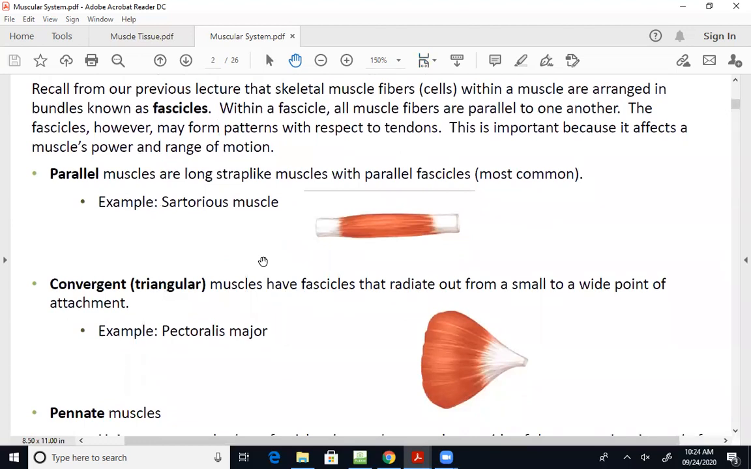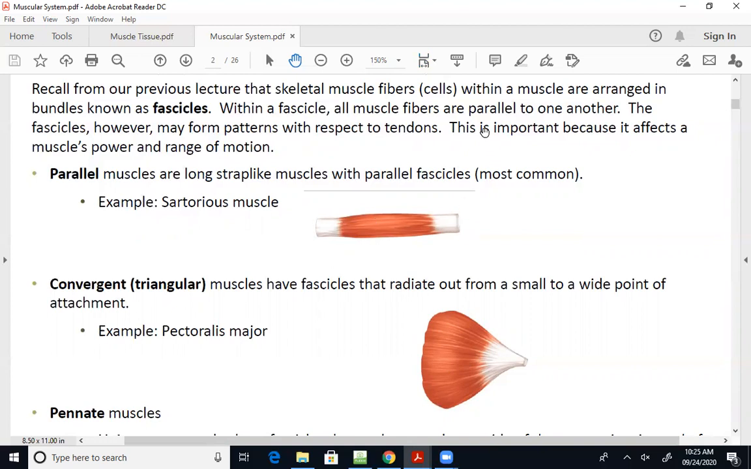Okay, so recalling from our previous lecture, which is not hard to do because we were just talking about that like 15 minutes ago, skeletal muscle fibers or cells are found within our muscle and are arranged in bundles called fascicles. Within a fascicle, all muscle fibers are parallel to one another. Fascicles, however, can form patterns within the muscle with respect to the tendons. If you look hard enough in these illustrations, you can see some lines within the red part, which would be the muscle part. The white would be the tendons.